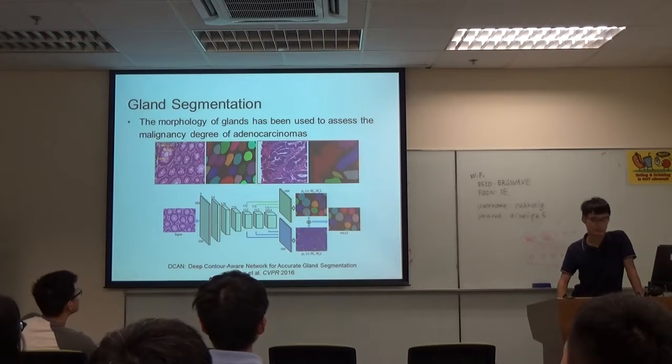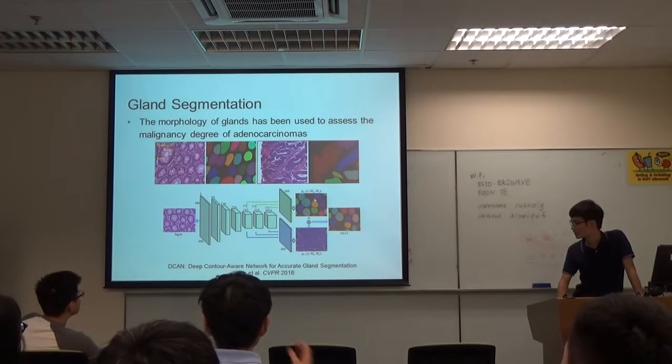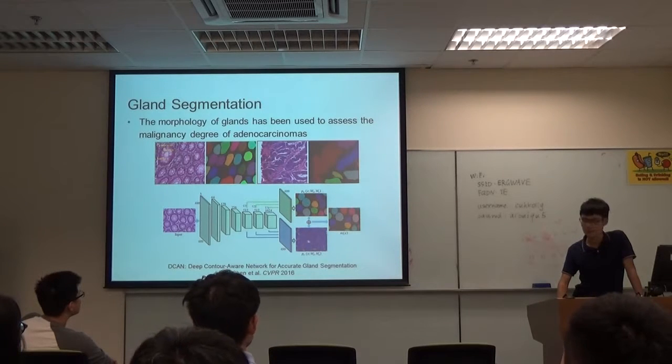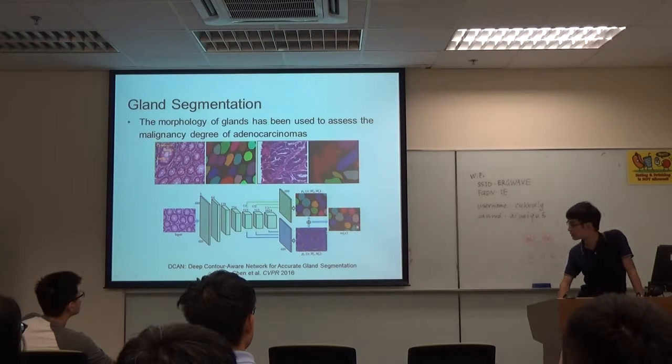This is the patient. So we propose a network to solve it. The network has two branches. One branch predicts the object. Another branch predicts the contour. And then we fuse them to get the final result.